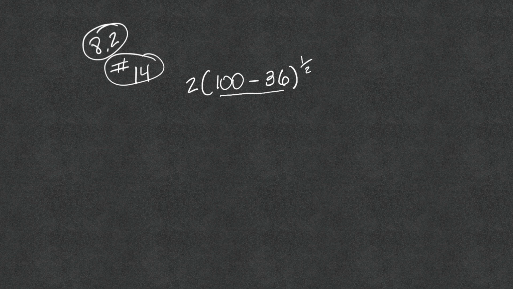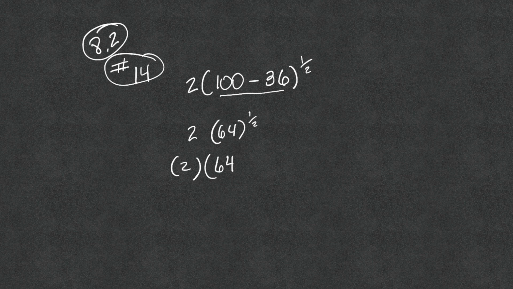That 1/2 will not apply to the 2 on the outside over there. It's being multiplied. There's no addition or subtraction there, so it is multiplication. So 100 minus 36. That leaves us with a 64. You have the 2 out here, and that 1/2 now applies to the 64. So what are we doing? Well, remember when we raise something to the 1/2, we can, first let me show you what we're thinking here. Okay, I'm just going to do this.